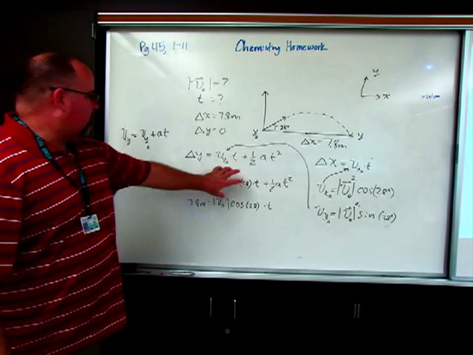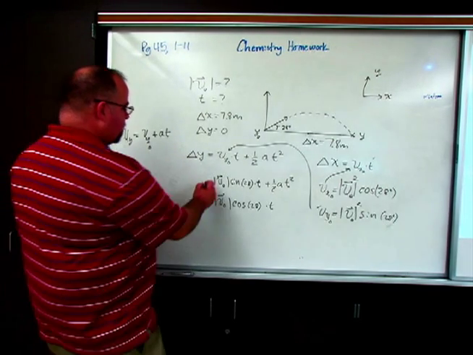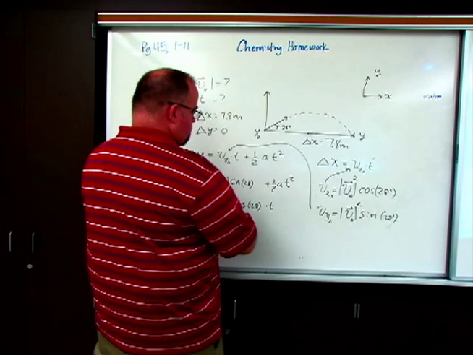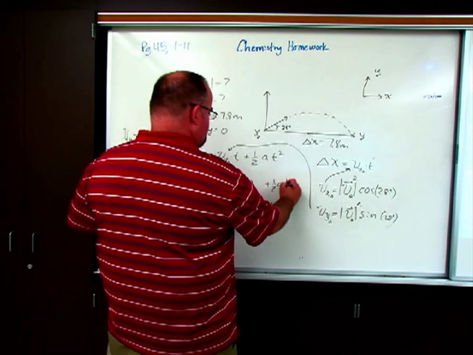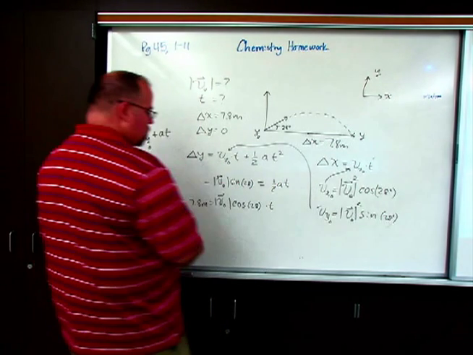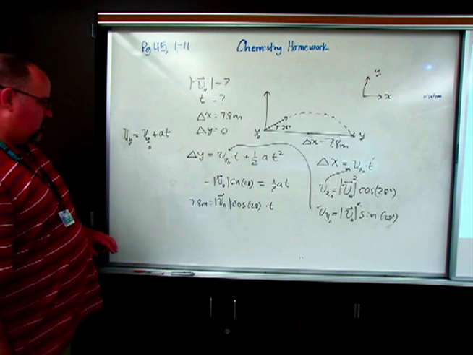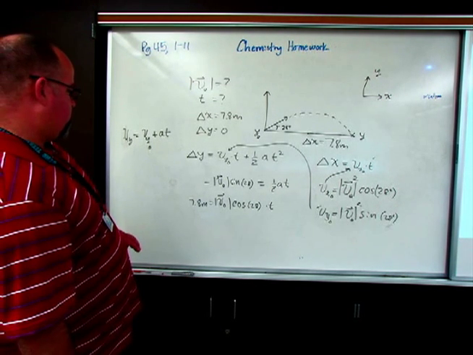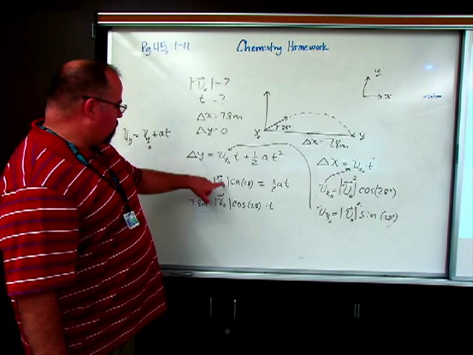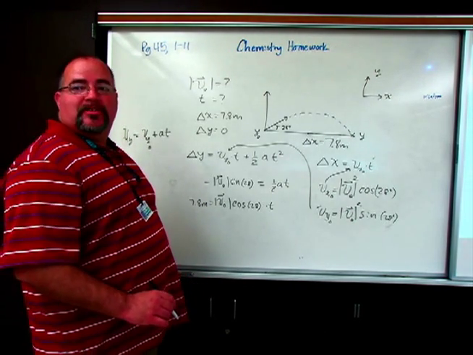Okay, since that's 0, I can put the equal sign in the middle and make this negative. And I can also divide out the t. So now this is not t squared anymore, it's just t. Then I can solve for this and plug it into here. This is a messy problem.